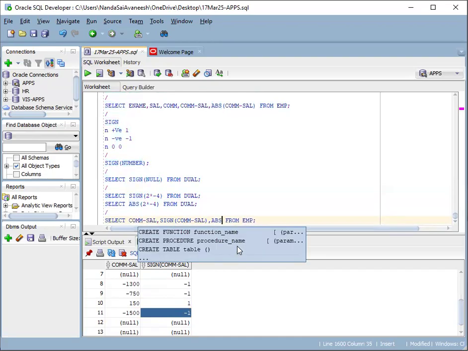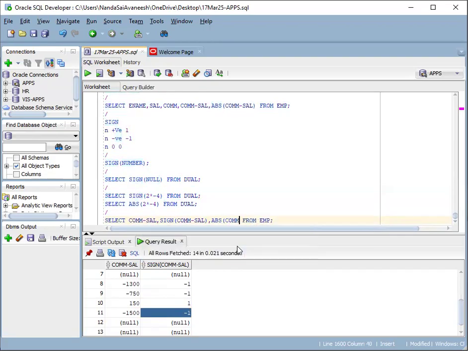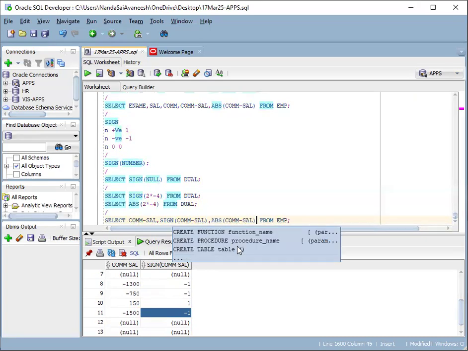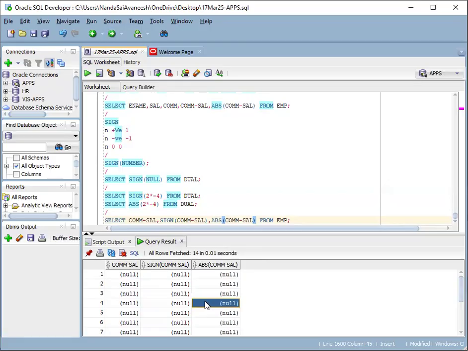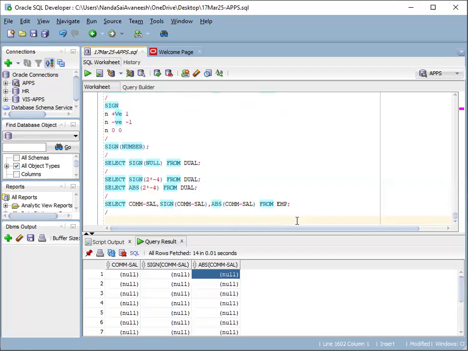If we add the ABS function also, ABS of commission minus salary, then all the null values remain the same. Coming here, it becomes positive 1300, positive 750, positive 150, and positive 1500. Okay. So up to this, whatever we discussed till now, these are the number functions. They work on numbers.